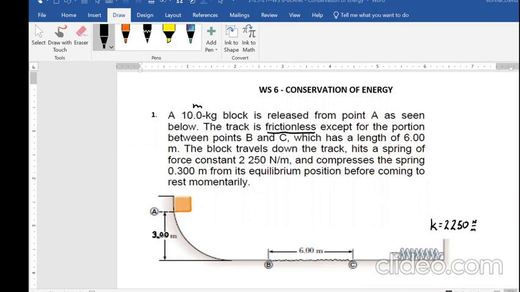Okay, so in reading this problem, we said that it's frictionless. So far we've gotten that it says a spring of force constant 2,250 newtons per meter, which I listed down here in the diagram. It also compresses the spring 0.3 meters from its equilibrium position, which means when it's unstretched and uncompressed, before coming to rest. So it's going to end up compressing this thing, this distance x, which is 0.3 meters, at which point it will be stopped, probably changing direction, about to be launched backwards.